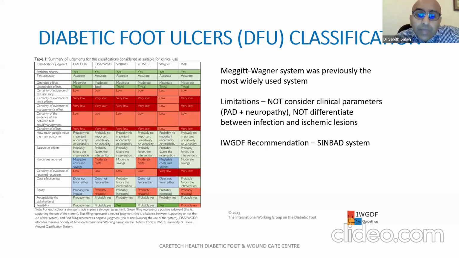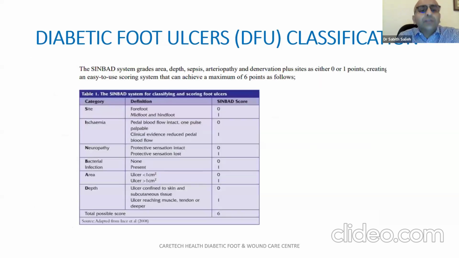So the IWGDF recommendation is to use the SINBAD system in terms of classification. What is the SINBAD system? Basically, it looks at a few things: your site of the ulcer, the ischemia, neuropathy, bacterial infection, is it there? What is the area and what is the depth? And then you have a score. So you score the ulcer, and there was a study, I think 2 years ago in India, which validated the SINBAD system. They found that if you have a lower score, there is a higher chance that the ulcer will heal. Anything with a score of 2 or 0 has a favorable prognosis, but a score of 3 or more resulted in some form of amputation, right?